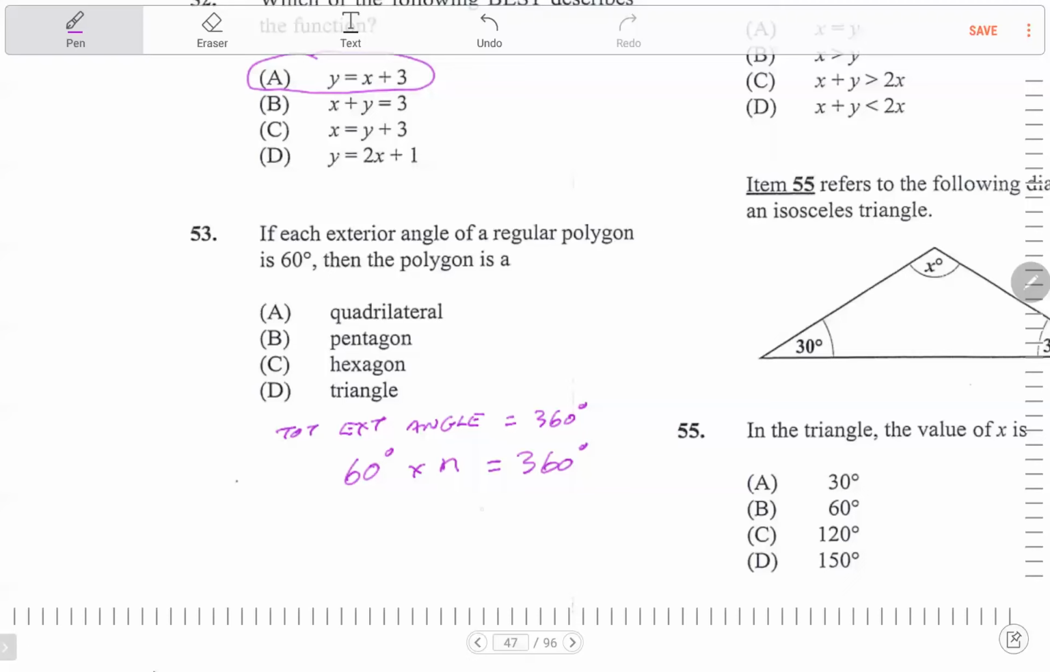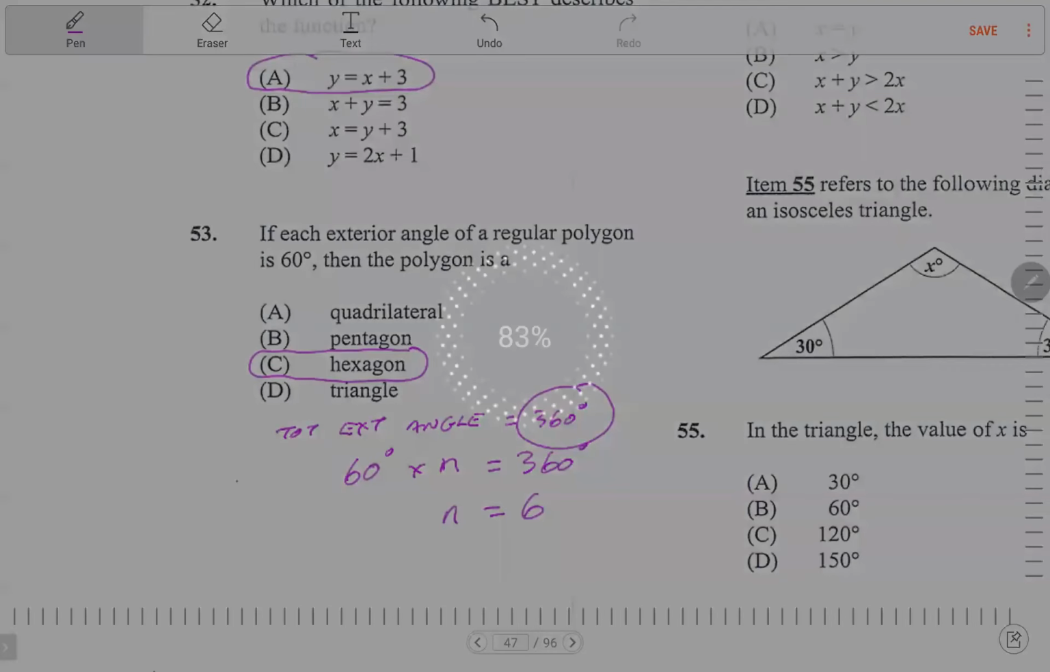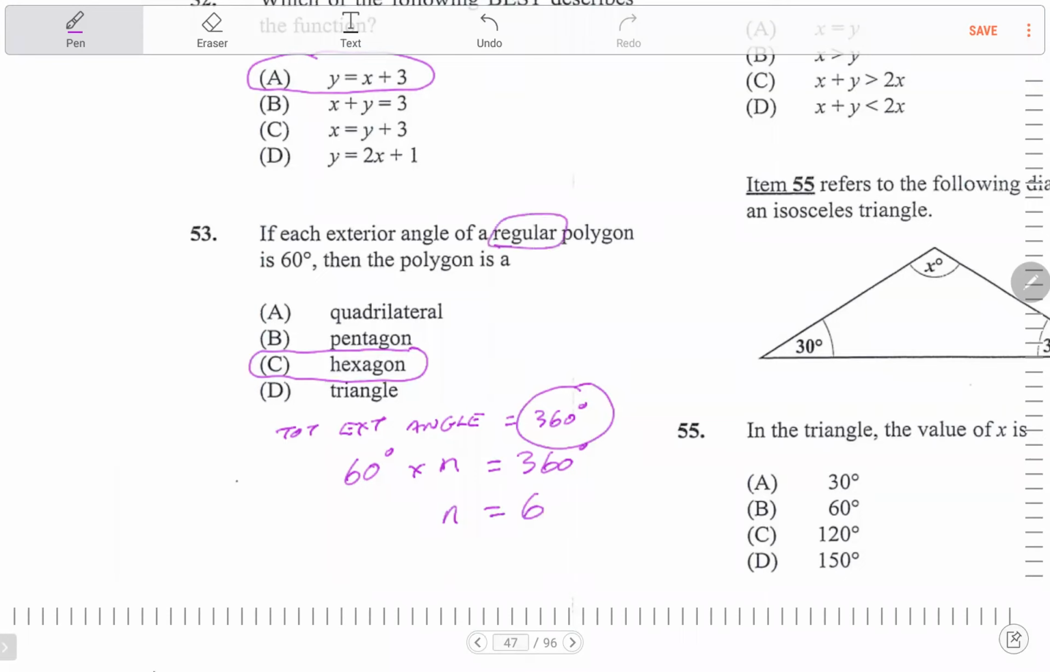Right, so clearly you divide by the 60, so n equals 6. Right, so the number of sides is 6. N represents the number of sides. So the number of sides is 6, then you know you have a hexagon right there. All right, so this question was based on our knowledge that the total exterior angle will always be 360, and also that the word regular means all of the angles are equal. So we'll call the number of angles n, and the number of sides also will be n. I calculate n. N is 6, so it has 6 sides. All right, so that is that.